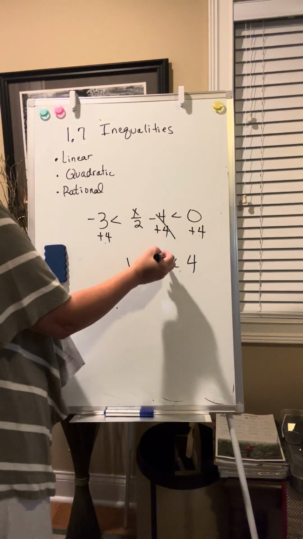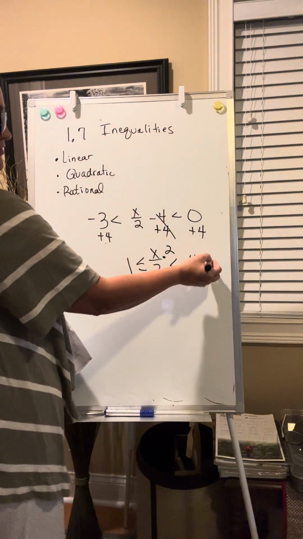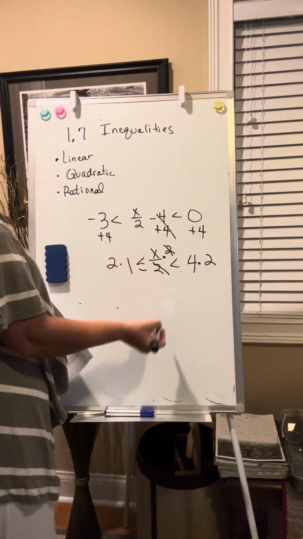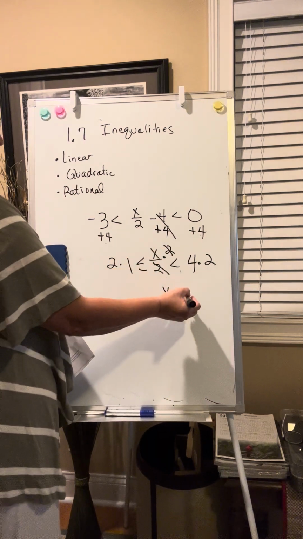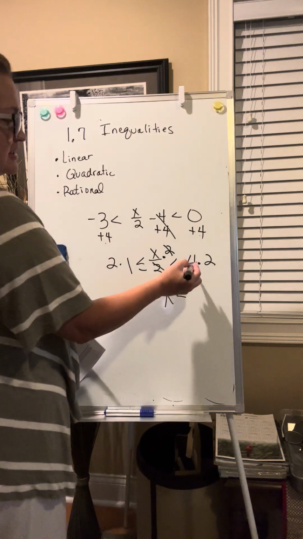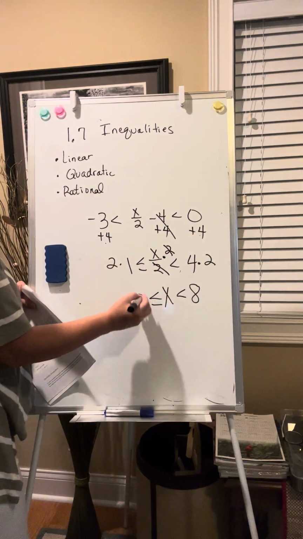Then to finish this, I need to times by 2. Divided by 2 and times 2 will clear that fraction. So times all three parts by 2. It cancels that out, leaving just the x. I did not multiply or divide by a negative, so nothing gets flipped. 4 times 2 is 8. 2 times 1 is 2.